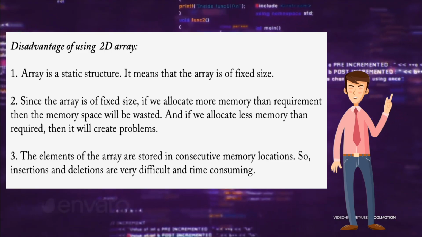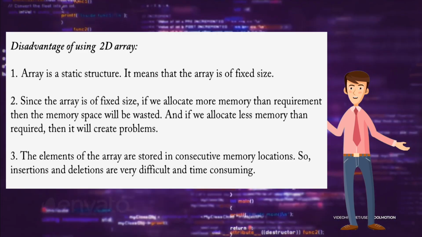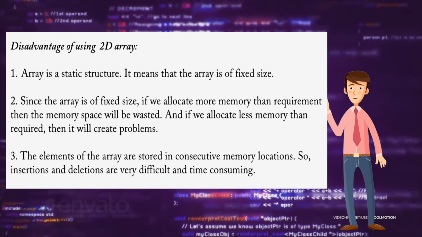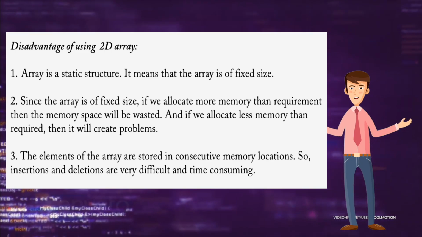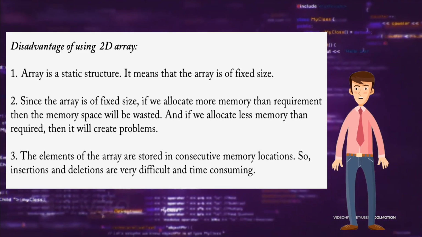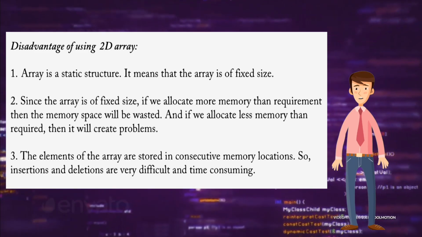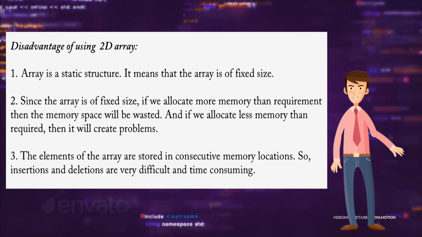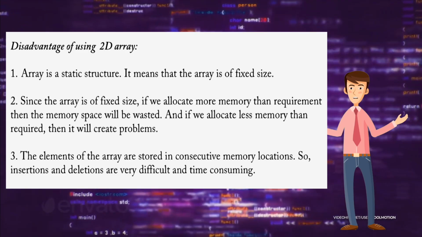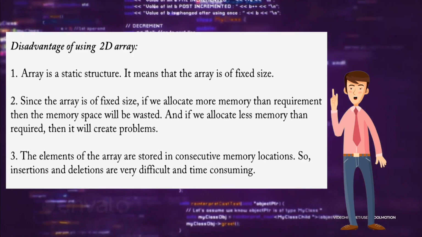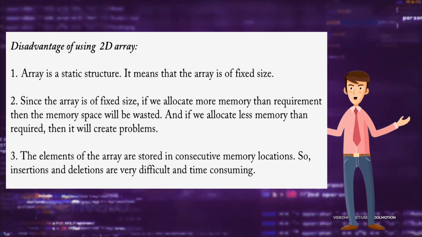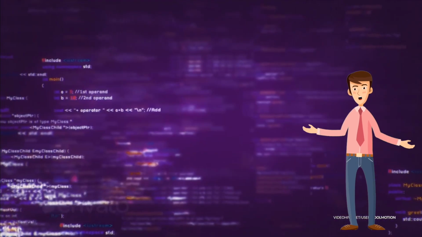An array is a static structure. It means that an array is of fixed size. Since an array is of fixed size, if we allocate more memory than required, then the memory space will be wasted. And if we allocate less memory than required, then it will create problems. The elements of an array are stored in consecutive memory locations, so insertions and deletions are very difficult and time-consuming.